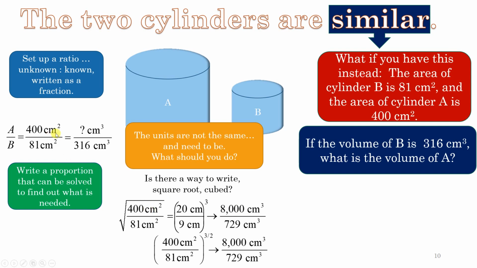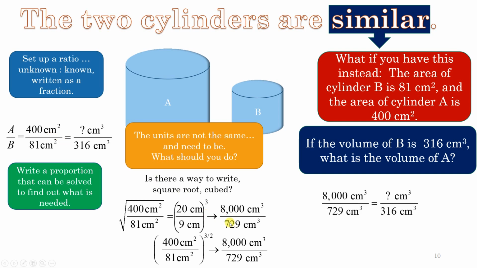So let's make sure we got this clear, right? We have area, which is dimension 2. We need volume, which is dimension 3. So to change an exponent from 2 to 3, we have to take the square root first, and then we have to cube it. That's how we're going to get this.